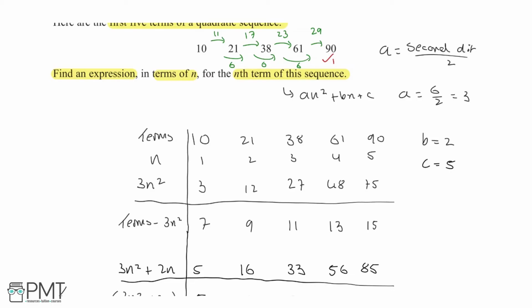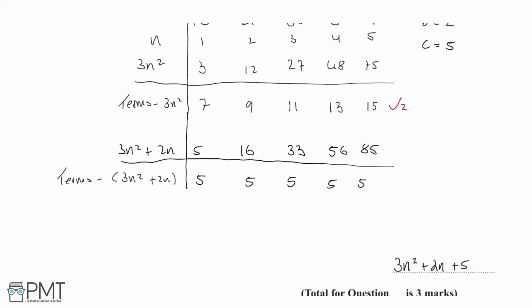The second mark comes from getting that the first term of the quadratic is 3, so the coefficient of the quadratic term is 3, and getting the sequence 7, 9, 11, etc. here. So here is your second mark. Your third and final mark comes from getting the correct final answer.